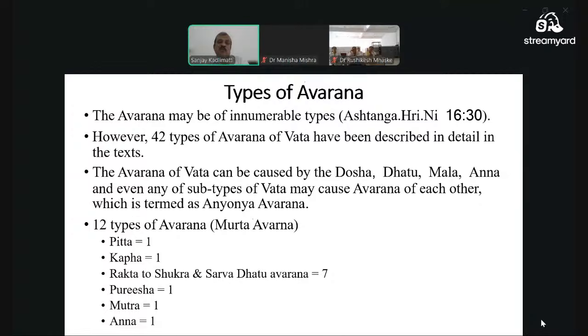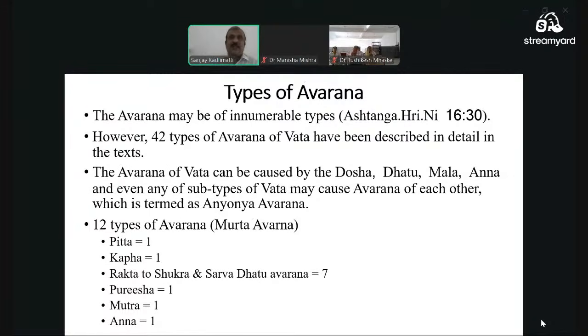Whereas 42 Avaranas have been studied or observed by Acharya Charaka, Sushruta and Vagbhata, there is no controversy in the numbers. 42 have been explained in the Samhitas. The Avarana of Vata can be caused by dosha, dhatu, mala, anna, and even by anyonya avarana. So here 12 types of avarana, I call them murta avarana. See, avarana is of two types, murta and amurta. Very easy. Murta is covered by something which has shape and existence, like Pitta Avrita Vata 1, Kapha Avrita Vata 1, Rakta, Shukra and Sarva Dhatu Avrita Vata 7, Purisha 1, Mutra 1, Anna 1.